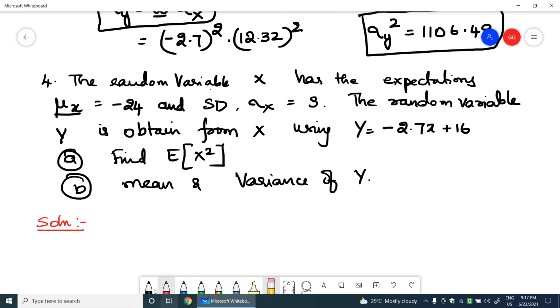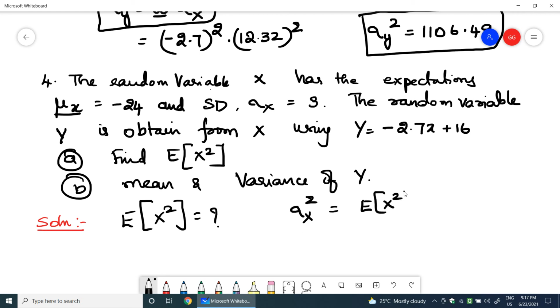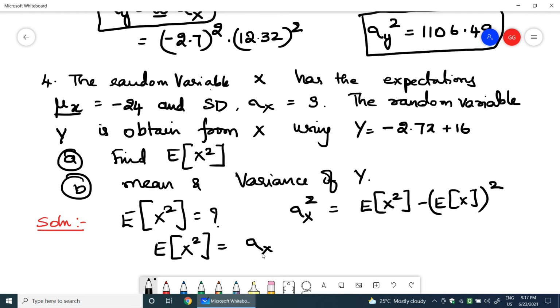Now they are asking to find E of x square. So for that we need to go with the variance equation of x, which is given as E of x square minus E of x the whole square. So this is the variance formula. Therefore, E of x square would be equal to sigma x square plus E of x the whole square. Right? So you can write it this way.